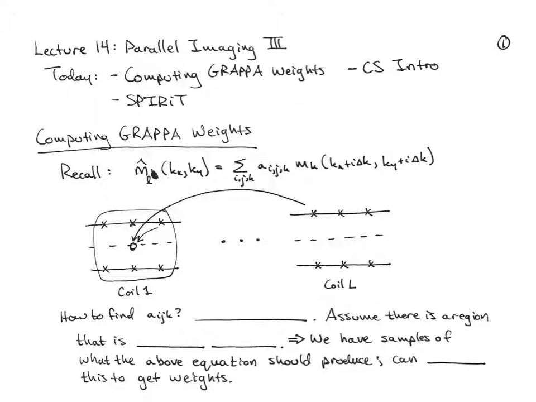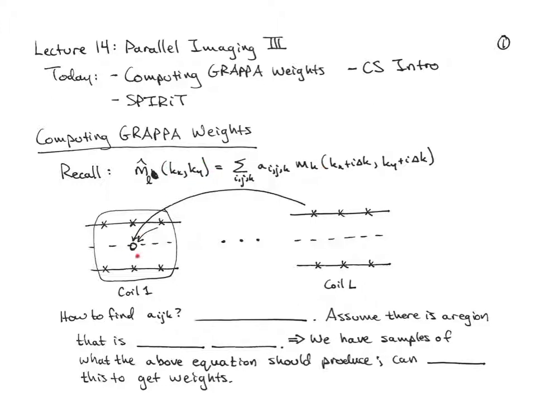So if you recall from the last lecture, the synthesized data in a GRAPPA reconstruction for a given coil L as a function of k-space position kx and ky is the sum of the weighted data, where the weights are given by A_ijk, and the data is the data from all the other coils in a small neighborhood around the target location that we want to synthesize.